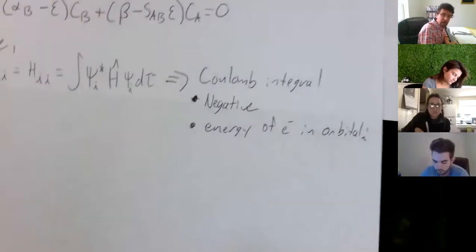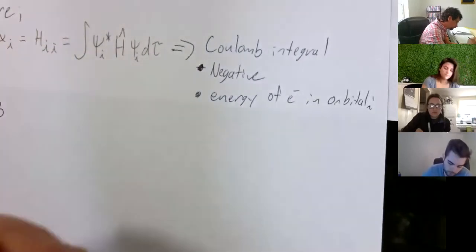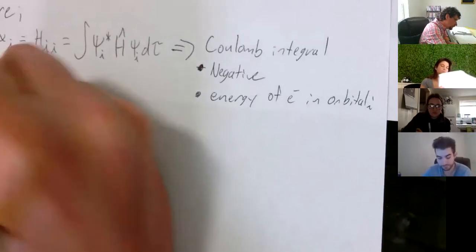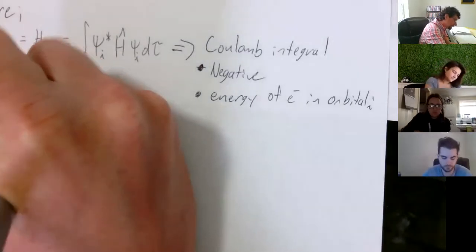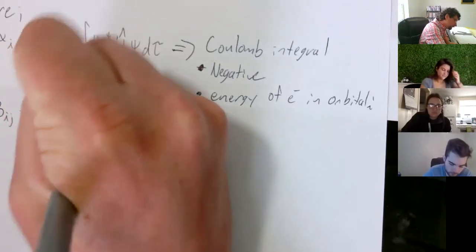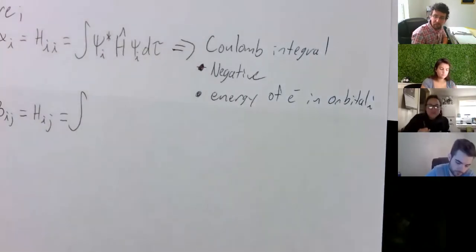Okay, what about beta? Beta ij is equal to hij. What's that equal to? Like, what does that mean?